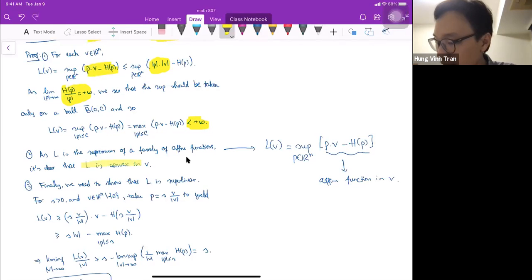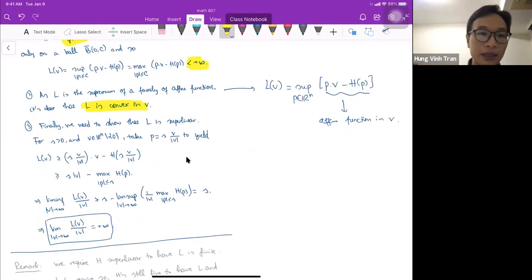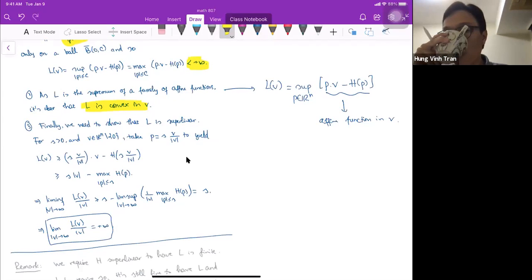So L is convex, right? And finally, let's show that it's superlinear. Okay, so you see that all the properties of H are being preserved by L, right? Finite, convex, and superlinear. When you take the Legendre transform, you have that it is finite, convex, and superlinear. So everything is preserved. Okay. So how do we show the third property?